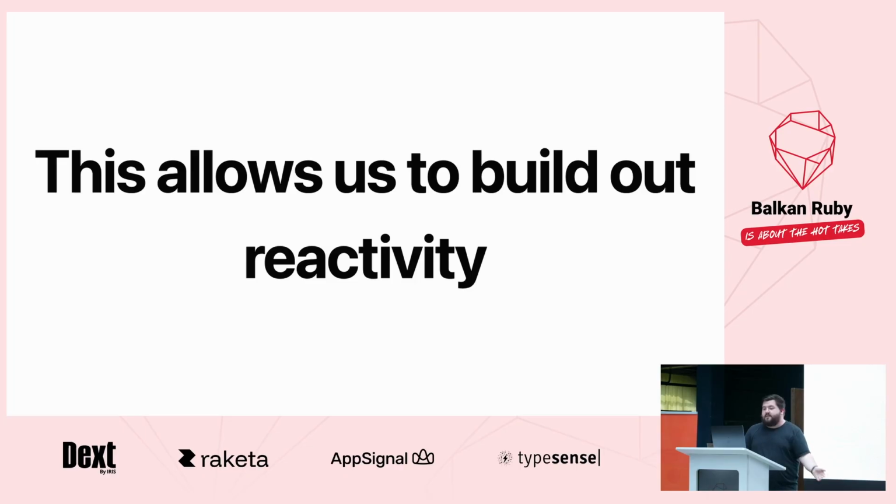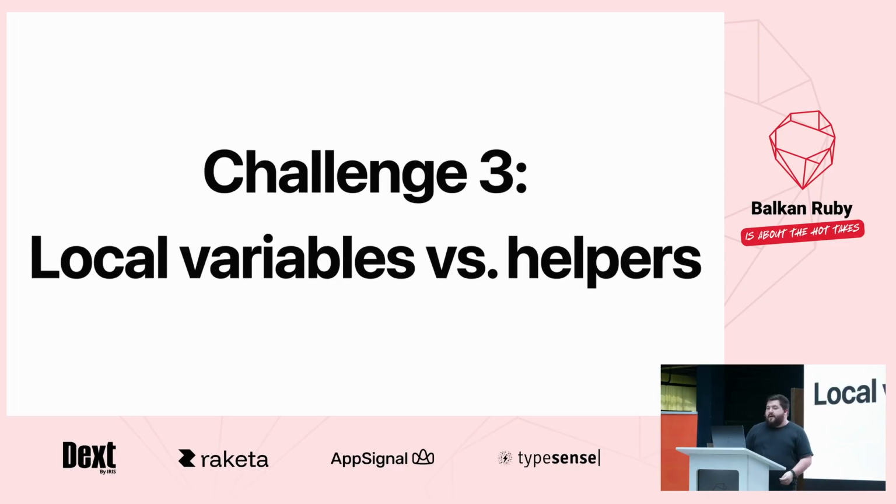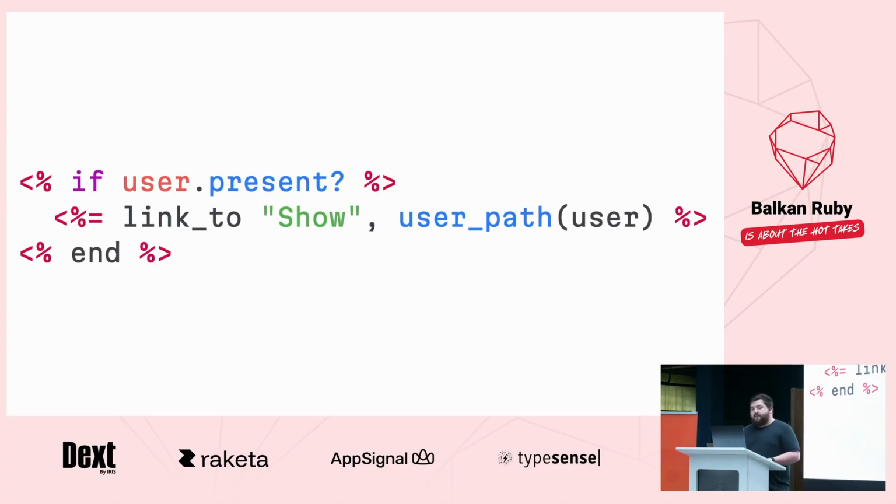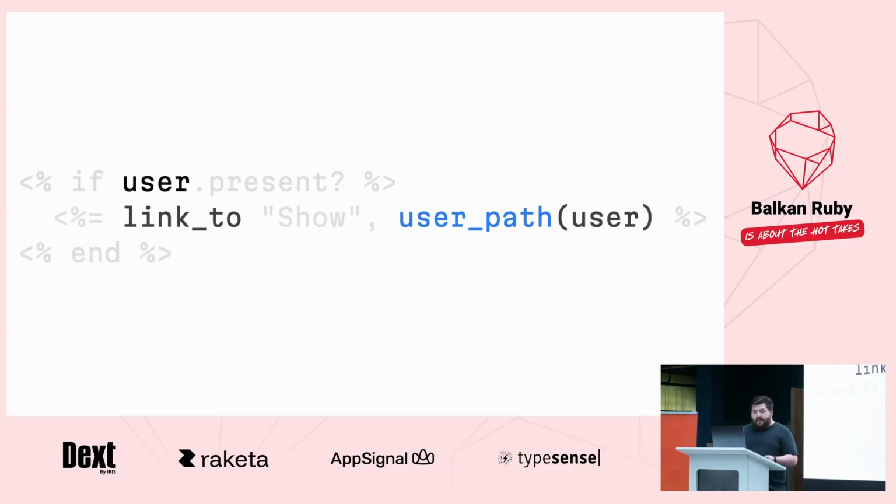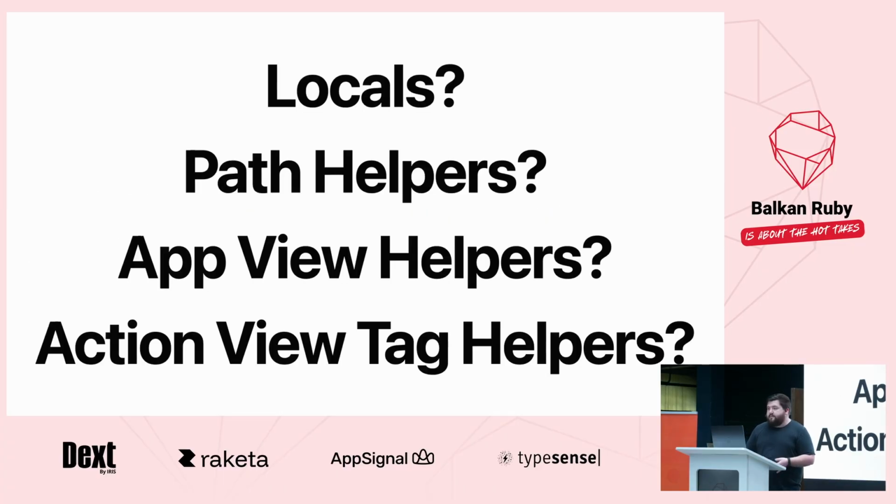Which also brings us to the next challenge, which is we need to know about the local variables, about the helpers, and so on. So in this template here, we have a few references, including user, link_to, user_path, and we don't know: are those locals, are those path helpers, are those helpers coming from your app or from Action View?